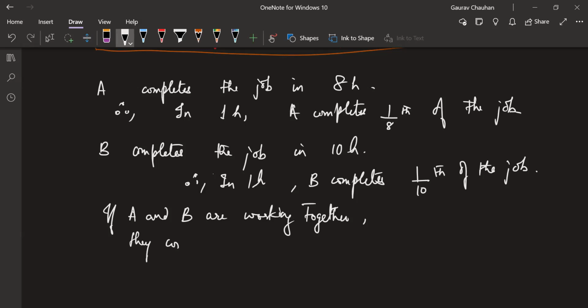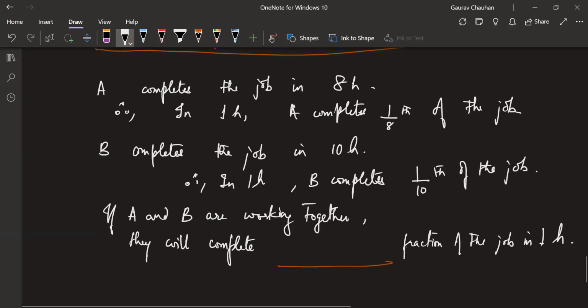They will complete, I'm going to leave a dash here. Anyone can try to fill this. They will complete dash work, dash amount of the job, dash fraction of the job, in 1 hour. Any doubt? Anyone has any thoughts?